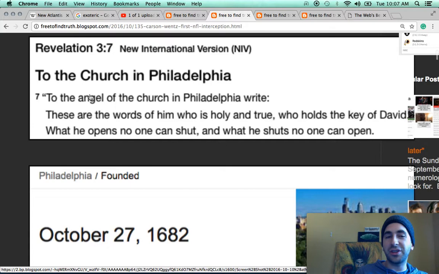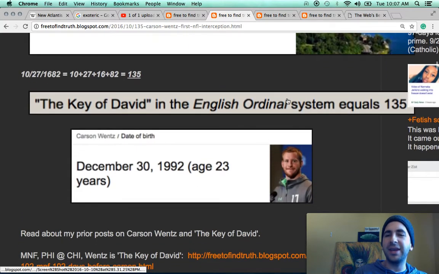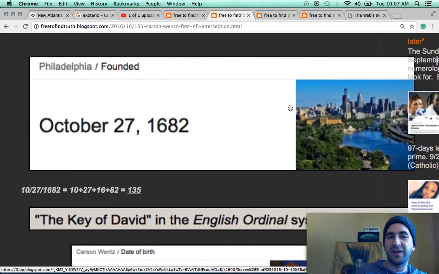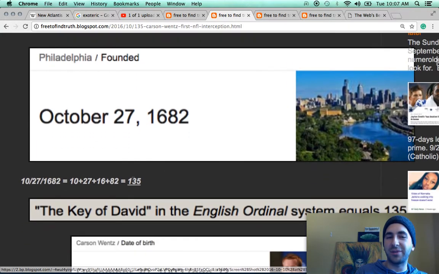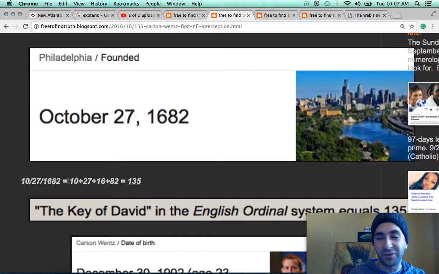Here's Revelation 3:7. To the church in Philadelphia, to the angel of the church in Philadelphia write, these are the words of him who is holy and true, who holds the key of David. What he opens, no one can shut, and what he shuts, no one can open. The key of David in gematria using the alphabetic order sums to 135. The date Philadelphia was established, October 27, 1682, a date with 135 numerology.